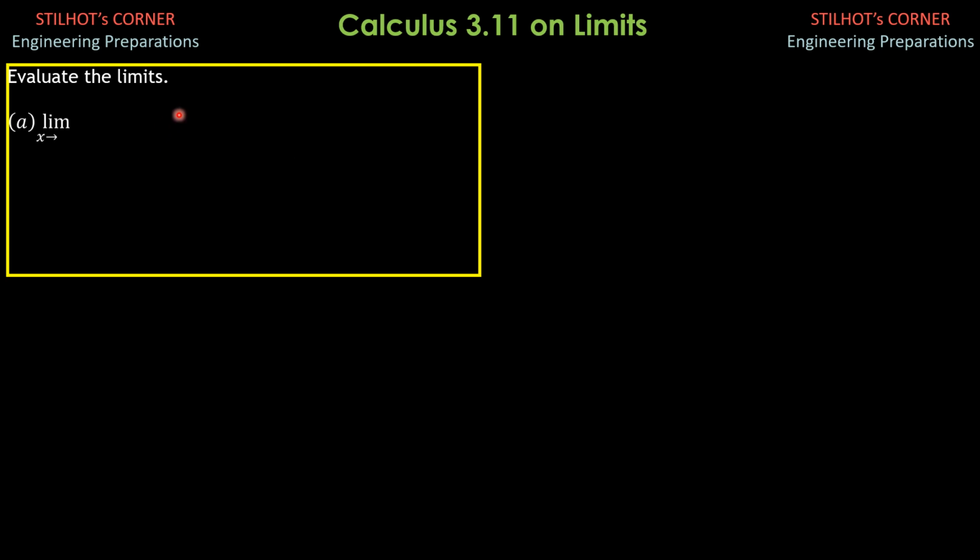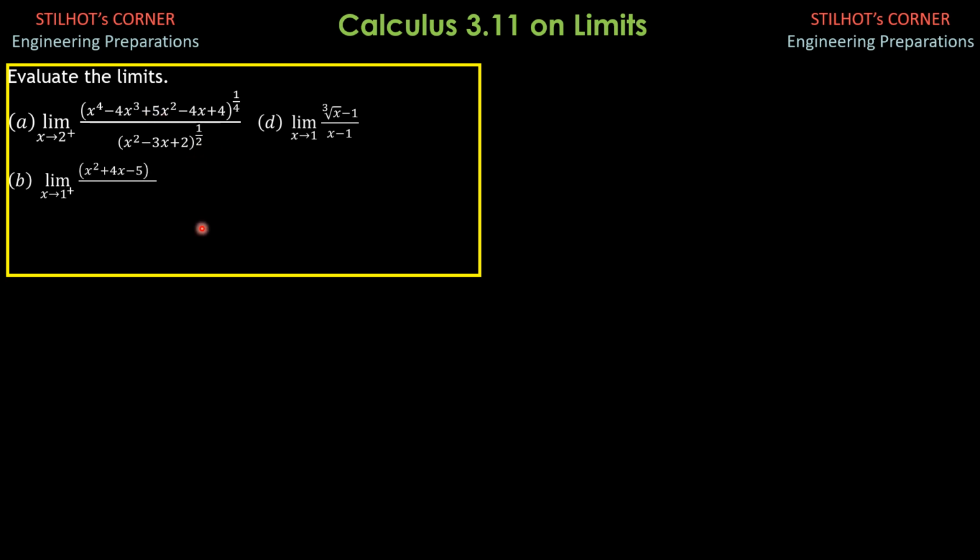Evaluate the limits. So limit of quantity, we have one-sided limits, right-hand in particular, x to the fourth minus 4x cubed. We have six exercises, I think, in this video. So as I said, you can pause the video if you want to anticipate the solutions.